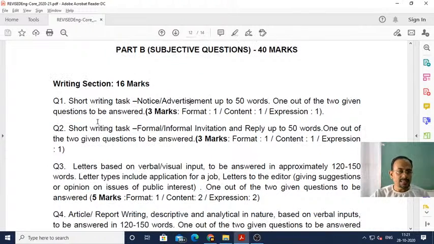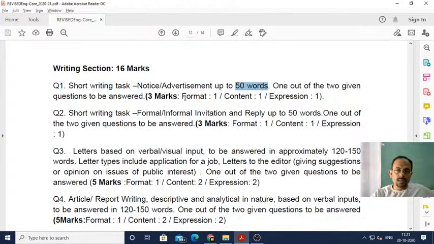In subjective type questions, a short writing task will be there: notice or advertisement, up to 50 words. You've got to answer any one of these 2. The mark distribution is also given. For format, 1 mark will be allotted, content 1 mark, and expression 1 mark. Under expression, dear students, your language, spelling and grammar will all come.